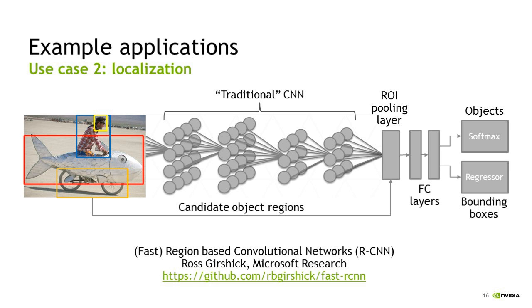But Caffe goes beyond just the classification of the predominant object in an image. You can also do localization of numerous objects within an image. So here we see this image of a man riding a fish bike, and we might be able to detect that there's a face, there's a man, there's a bicycle, there's a fish, and we would like to localize all of those in the image.